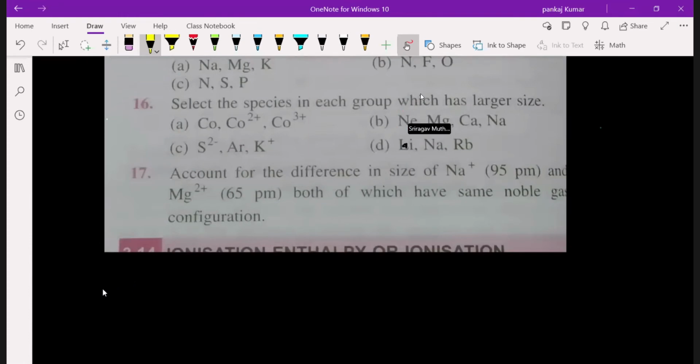Now we have the next trends. The next trend after atomic radius is ionization enthalpy. Or we can use the word ionization potential.